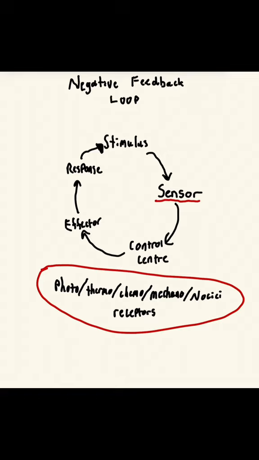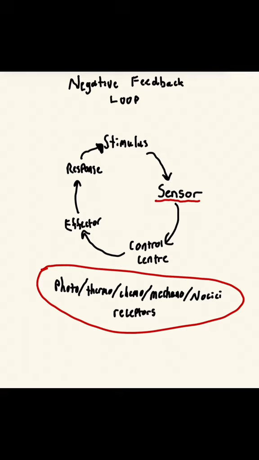So we've got photoreceptors, they detect light, all right? So they're mainly found in your eye. Thermoreceptors, that's anything to do with temperature, so heat changes. Chemoreceptors, that's more about chemical sensors within your blood and things like that. Mechanoreceptors is movement, and nociceptors, that is looking at pain. So they're the 5 different types.